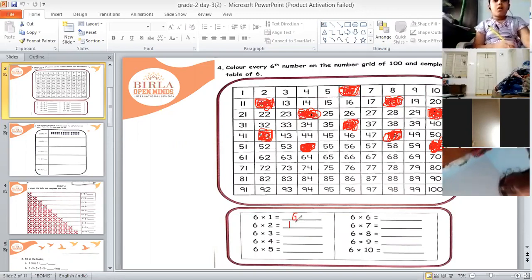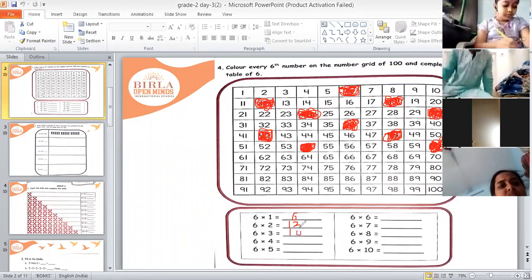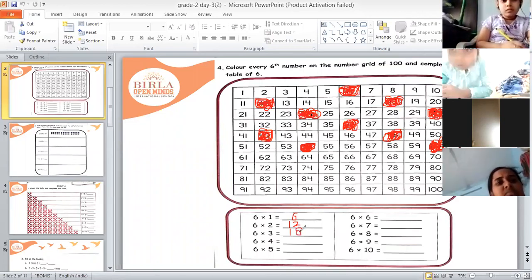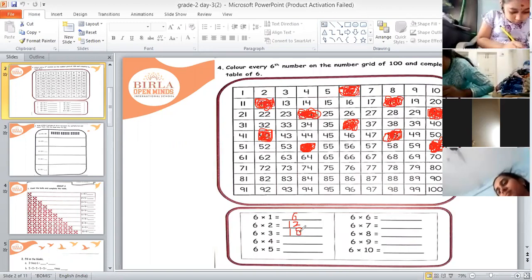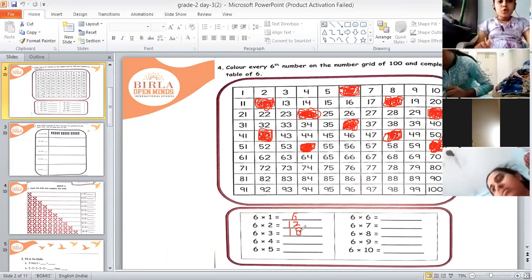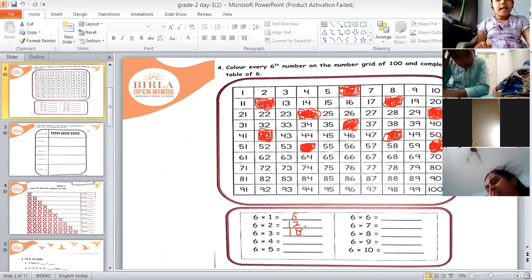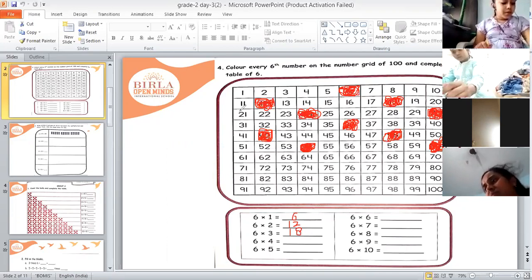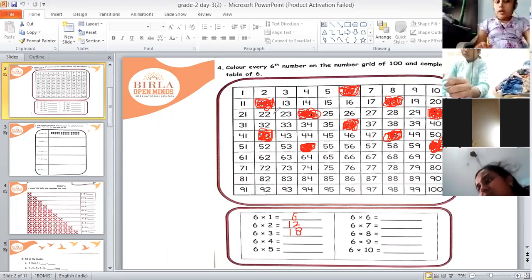Start writing, children. After that, the next number we have colored is 18. So 6 threes are 18. I am saying, 6 ones are 6, 6 twos are 12. You also have to repeat. Okay. So 6 ones are 6, 6 twos are 12, then 6 threes are 18. Now we have to write, 6 fours are how much? Yes, Akshaj.